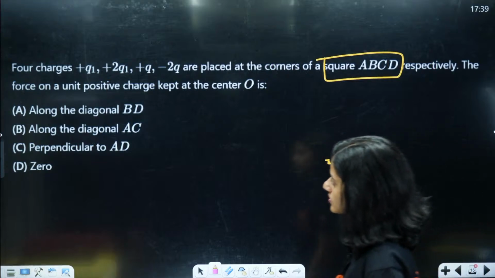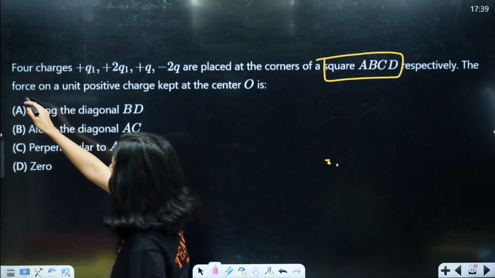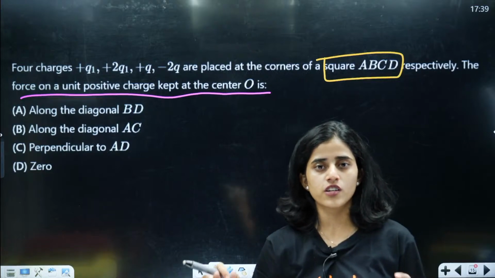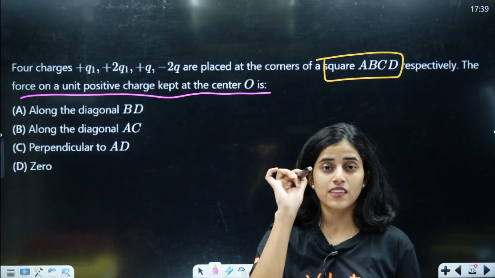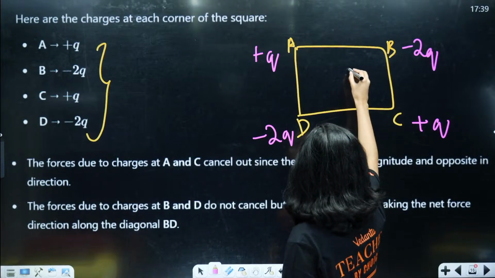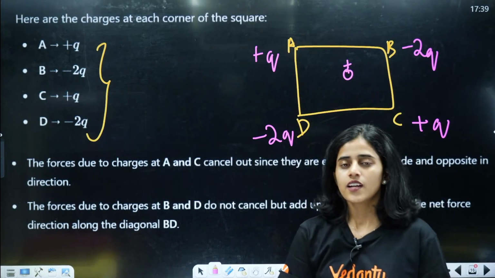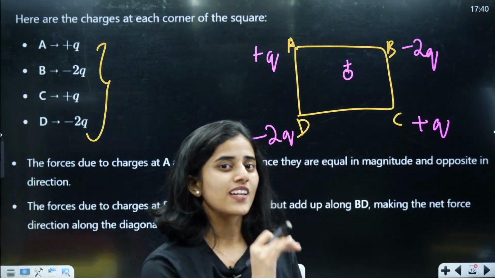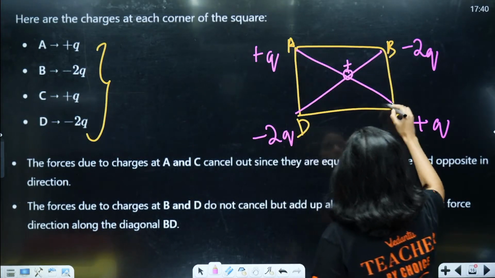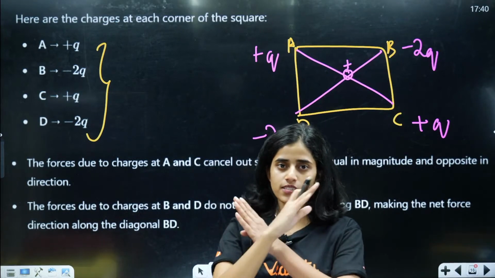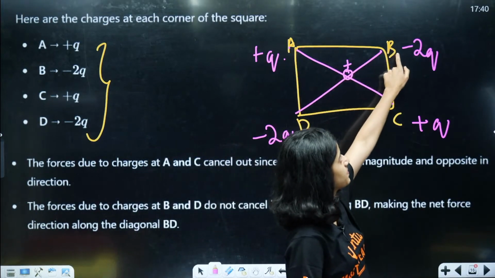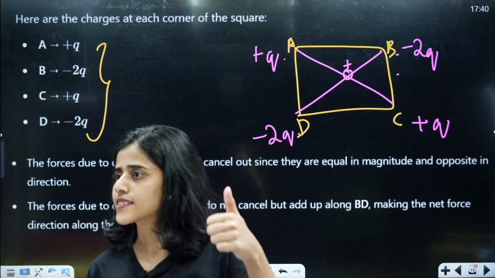Now in the question it also says that we have to find out the force on a unit positive charge kept at the center. So there are 4 charges on 4 corners of a square, and the charge kept at the center is positive, that's given in the question. In this box, the question is to find out in which direction the force is going to be. So let's draw 2 diagonals. We will evaluate the forces on both of them. First we will evaluate the forces on AC, and then on DB.